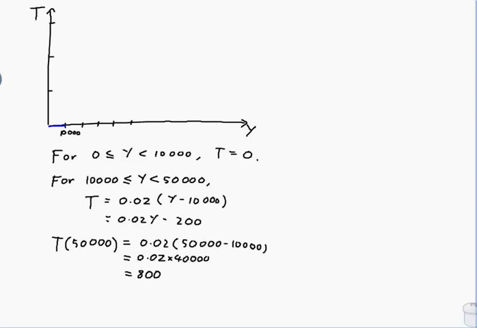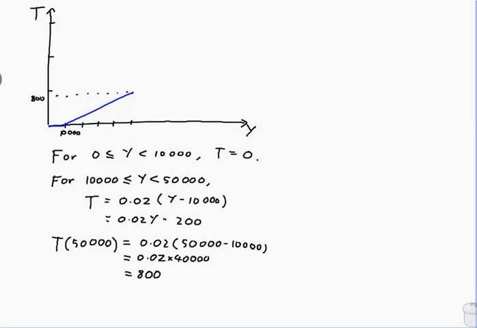So let's put that in: 50,000, 800 is there. And it's a straight line from here to there. So over here on the T axis, that's 800 there.